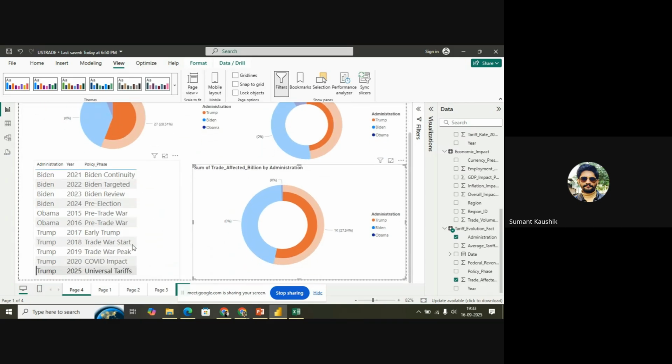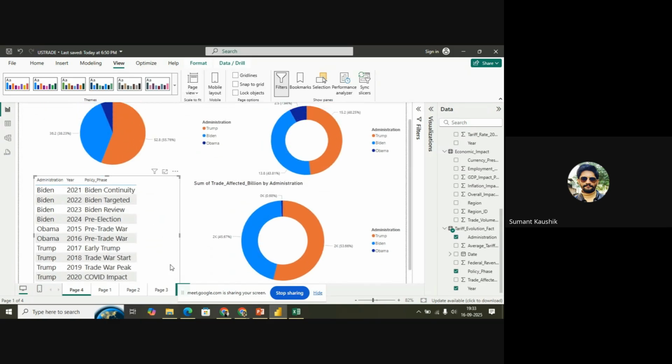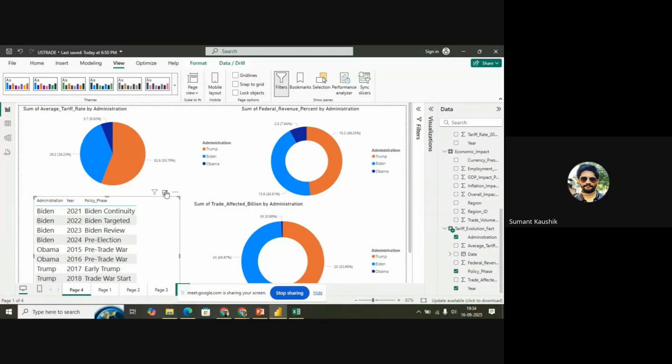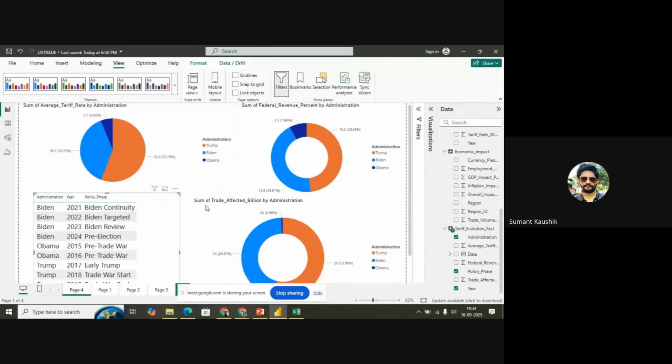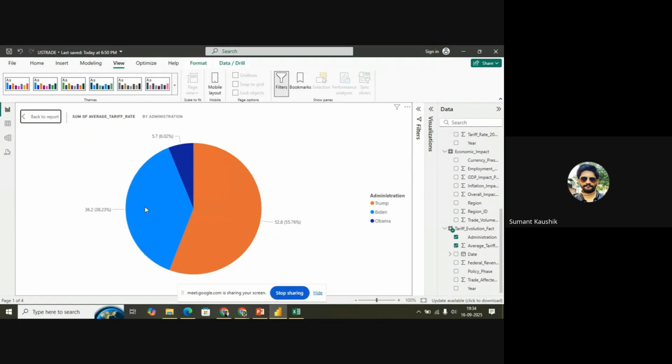Now, if we deselect all, what can we compare? First of all, if we compare individually, this was the average tariff in the Trump era. It was the sum of the average tariff during the Trump era, which is 55%, joining 2017, 18, 19, 20, and now the 25. This was the Biden era, and this was the Obama era. So the highest tariff has been imposed by Trump till now.